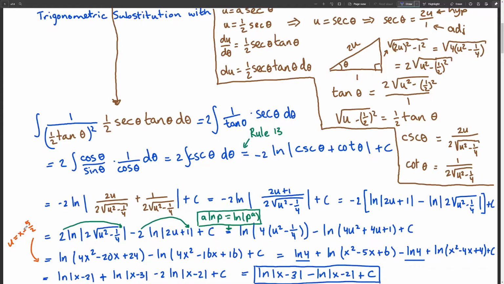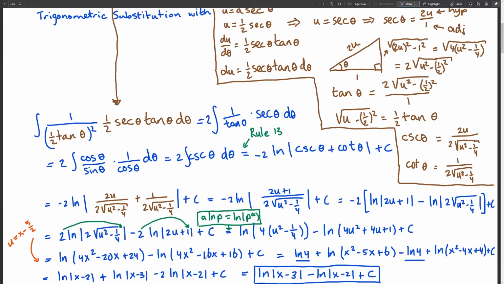Then we're going to use that u is x minus 5 over 2. And then after some algebraic manipulation, we can simplify the 4u squared minus 1/4 to 4x squared minus 20x plus 24. And then for the second term, this becomes 4x squared minus 16x plus 16. And then we still have the constant of integration.